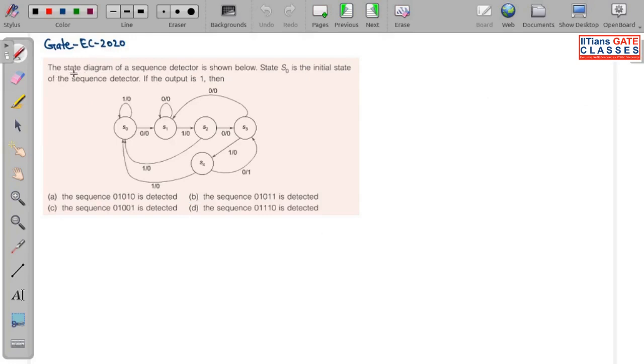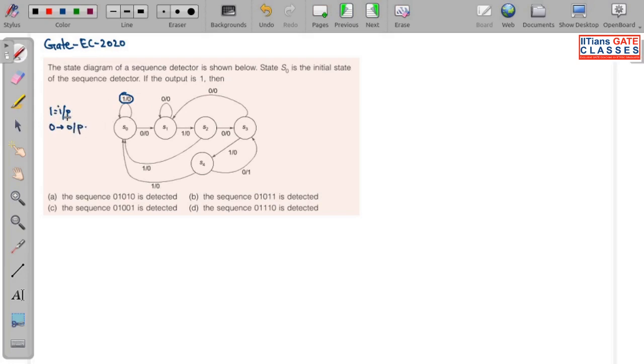Here they have asked a good question. This was also from the electronics and communication branch. So what is the question? Let us first see that. The state diagram of a sequence detector is shown below. State S0 is the initial state of the sequence detector. After the sequence has been completed, the output is 1. And we should know that in such a representation, the 1 represents the input and the 0 represents the output.